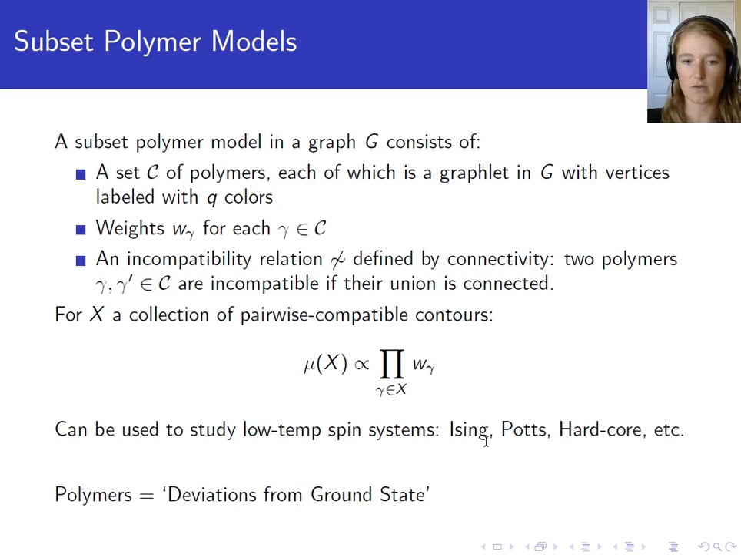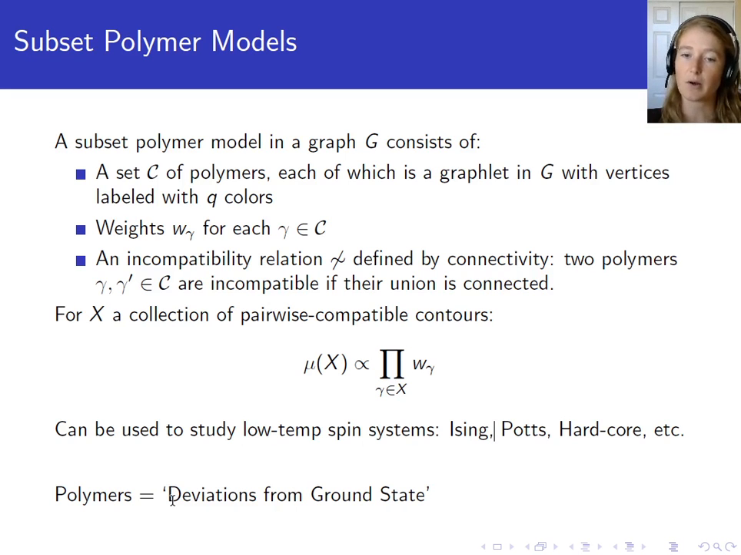So this is really useful to study a lot of low temperature spin systems. So things like the Ising model, the Potts model, the hardcore model, and so on. We can think of polymers as describing the deviations from some ground state. So for example, suppose you are in the Ising model. You have a graph. Every vertex has a plus spin or a minus spin. And you're in the low temperature regime, which means most vertices have, say, plus spins, and there's only a few vertices that have minus spins.